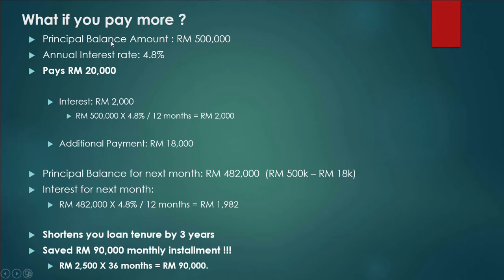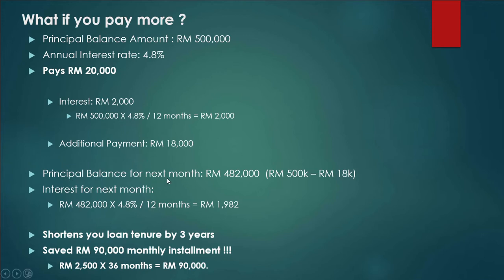Next, what if you pay more than 2,500 ringgit? Maybe you got a bonus from your company and you decided to pay more for your housing loan. Let's say you pay, in this example, 20,000 ringgit. The interest is still 2,000 ringgit. There's no change. It's still a 500,000 ringgit principal balance, multiplied by 4.8%, divided by 12 months, which is still 2,000 ringgit a month. So the additional payment here, instead of 500 ringgit, will be 18,000 ringgit, which is 20,000 ringgit minus 2,000 ringgit. This is what reduces your principal.